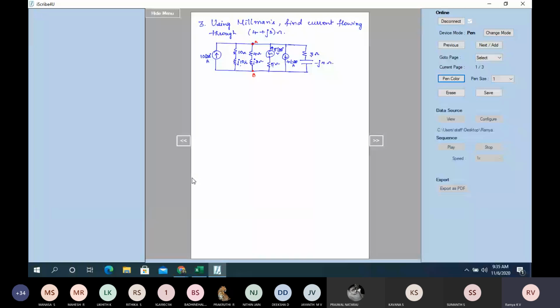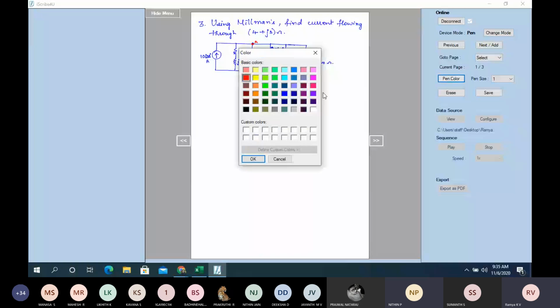Nitin, how do we solve this? We know Millman's theorem should have a voltage source in series with a resistor. So how do we solve this issue here? There is no voltage source in the second branch and there is only one current source. How do we approach this solution?